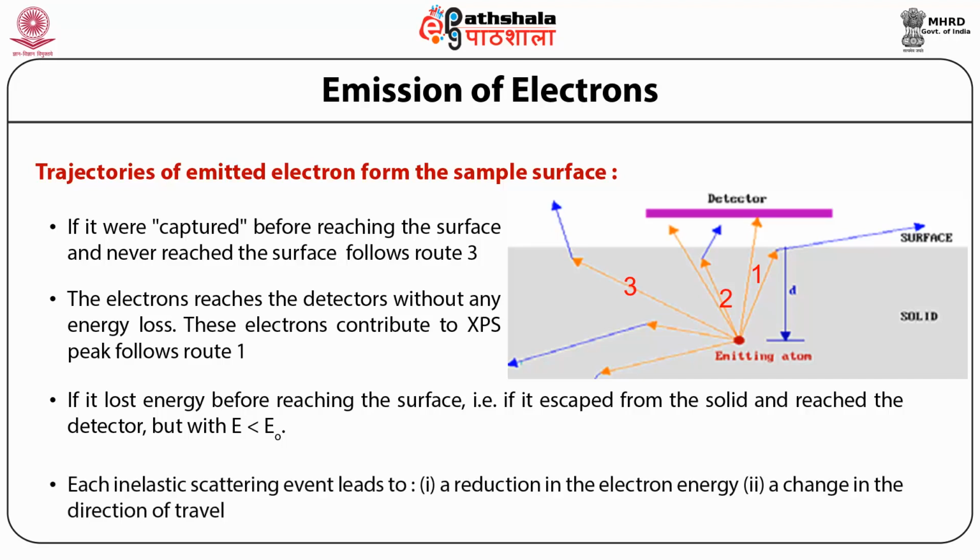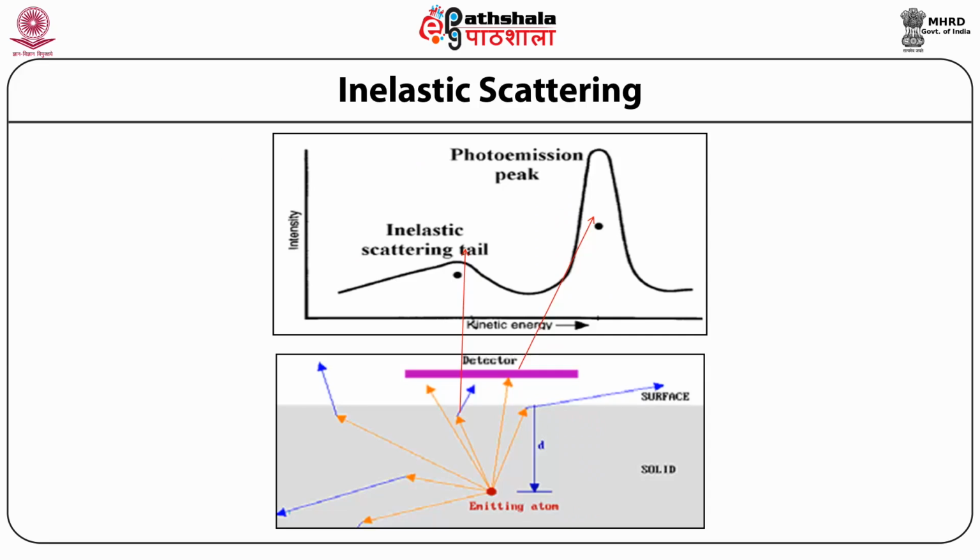Each inelastic scattering event leads to, number 1, a reduction in the electron energy, and number 2, a change in the direction of travel. Now about inelastic scattering. From the figure, it can be seen that electrons emitted from the solid surface show a low energy peak in the spectrum, called inelastic scattering, and these electrons contribute to the background of the XPS spectrum. It can also be seen that electrons without energy loss show characteristic peaks in XPS called photoemission peaks.